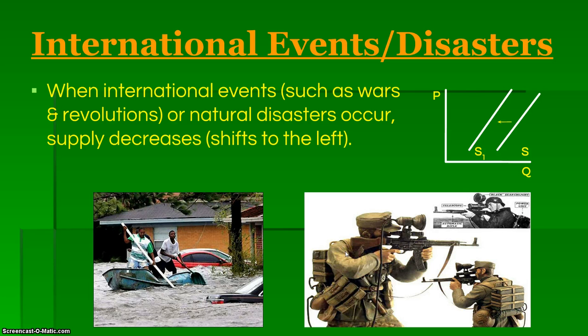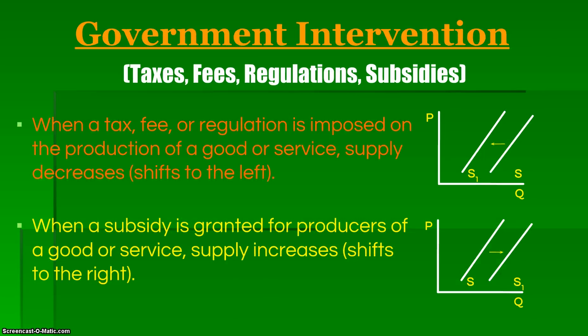And it's going to interrupt supply lines. If people are trying to get out of their house on a boat, it's going to be hard to get a lot of things into that area. So it's going to usually increase the cost and decrease the profits. So we see that it's going to be a shift to the left.